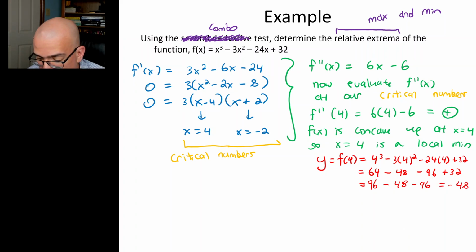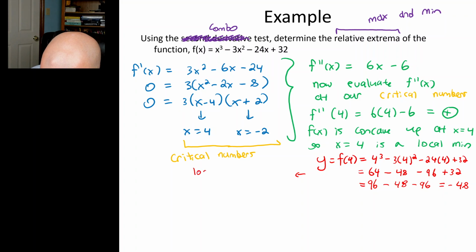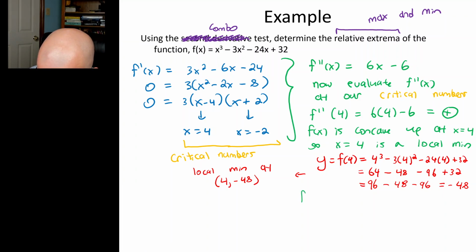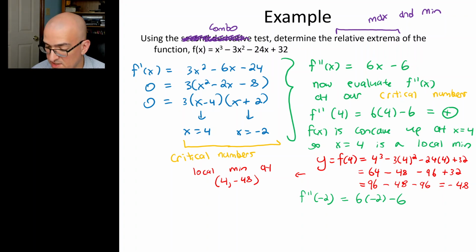Okay, now we have to check the second one. So this is a local min at 4, negative 48. Now we choose the second critical number, f double prime at negative 2. That's going to be 6 times negative 2 minus 6. So negative 12 minus 6, negative 18. But all that matters is that it's negative.